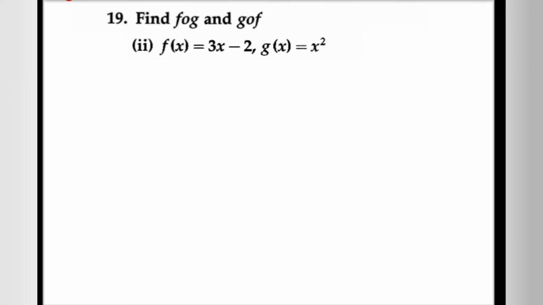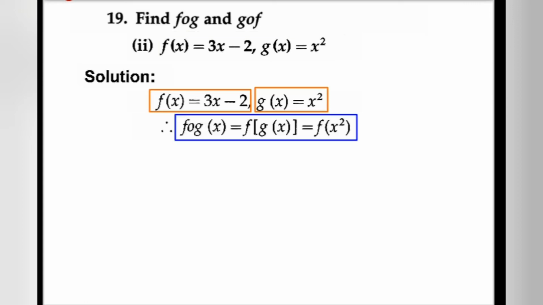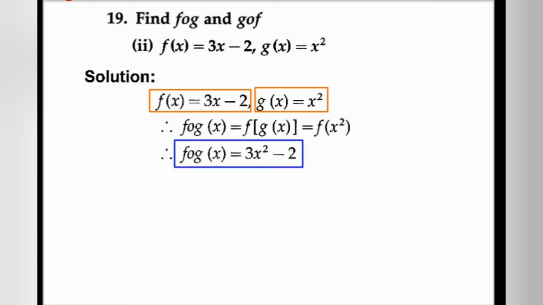Number 2, f(x) is equal to 3x minus 2. g(x) is equal to x square. Now f(x) is equal to 3x minus 2, g(x) is equal to x square. Therefore, f of g of x would be f(g(x)), that is f(x squared). Therefore, f of g of x would be 3x squared minus 2.